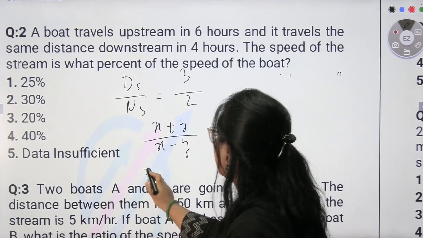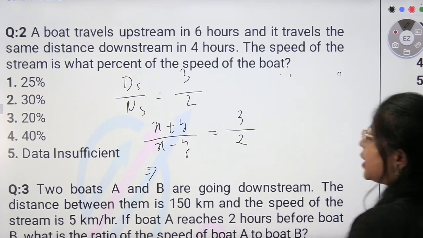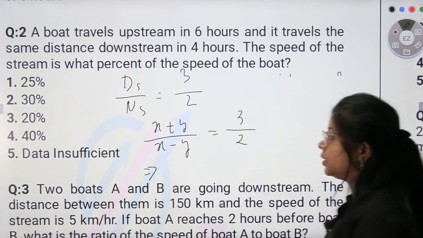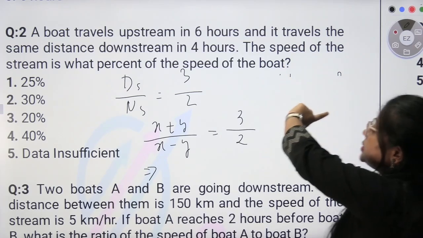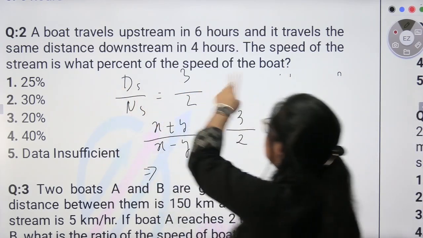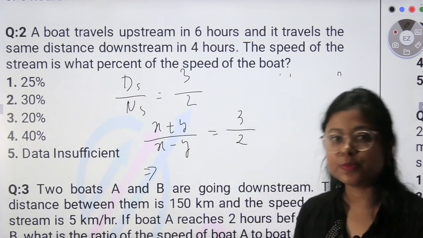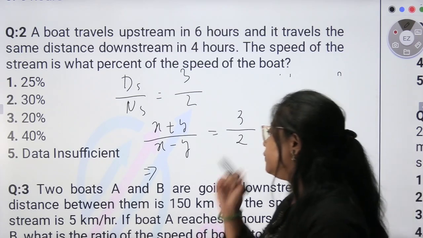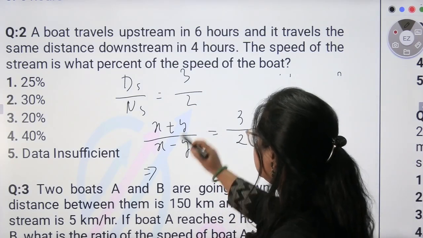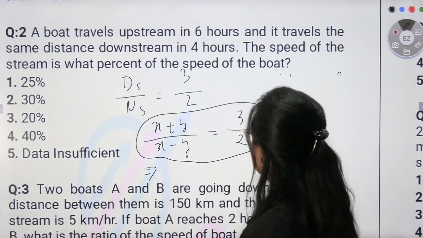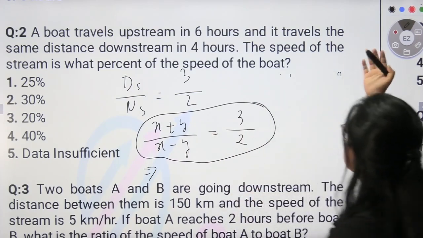So now what I need to find? I need to find the x and y, isn't it? Because I have to find the speed of stream is what percent of the speed of the boat. That means I will need the speed of the boat and speed of the current. Okay. So what can we do? So this is one of the properties of ratios, isn't it? So what was the property?